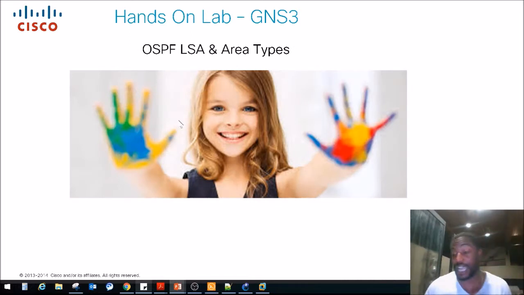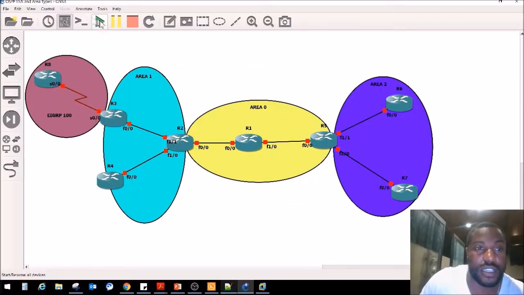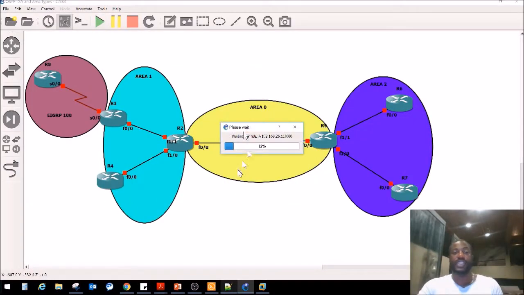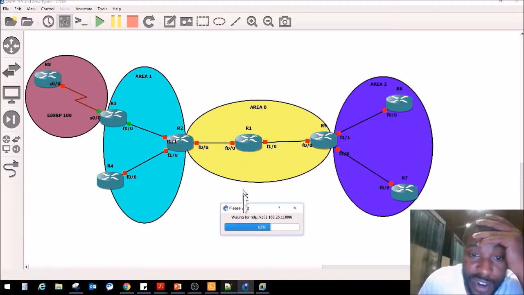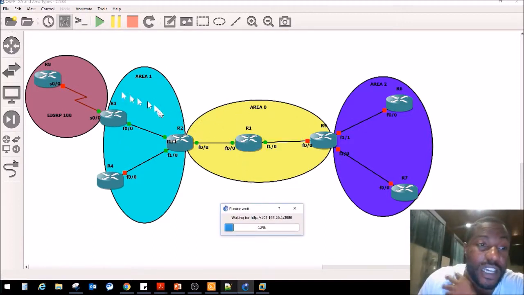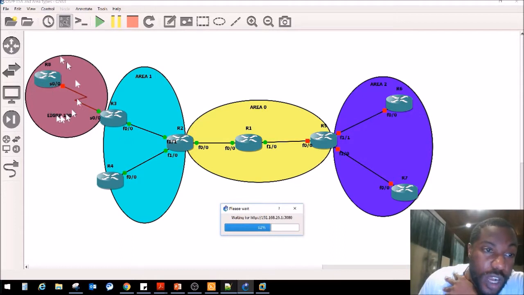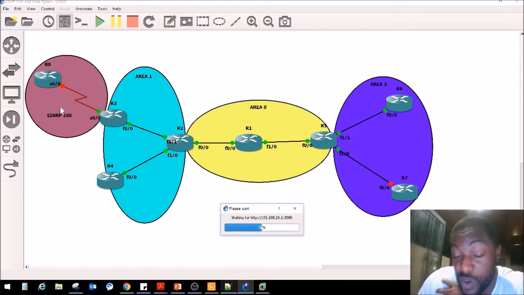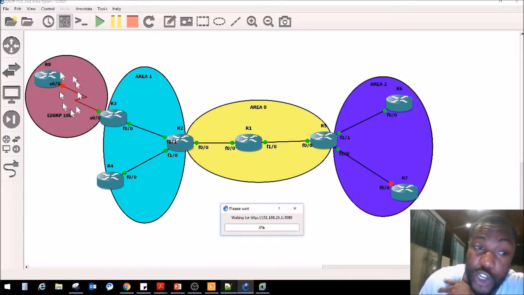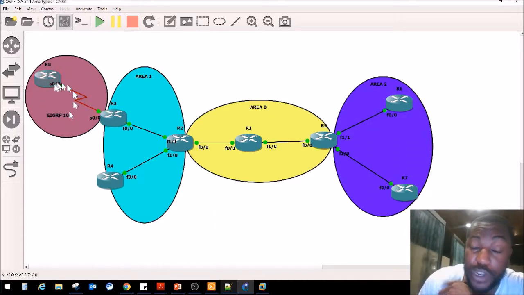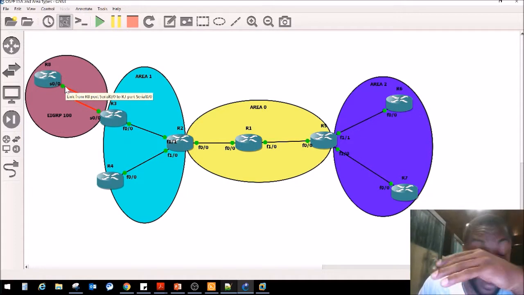I heard that this is one of the hardest parts of the CCNP ROUTE exam, the LSA types. We're going to fire up GNS3 and experiment with that. So this is the topology we are going to work with. While this is firing up right now, let's go ahead and discuss this. We have EIGRP 100. Yes, EIGRP, even though I know this is an OSPF video, but we need to do this to redistribute and talk about external autonomous systems.